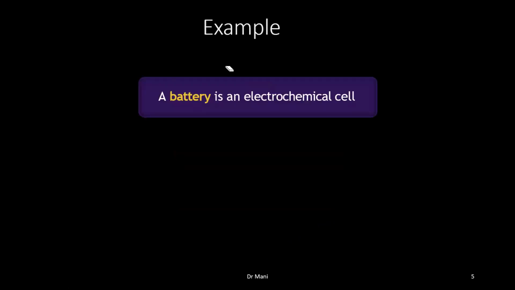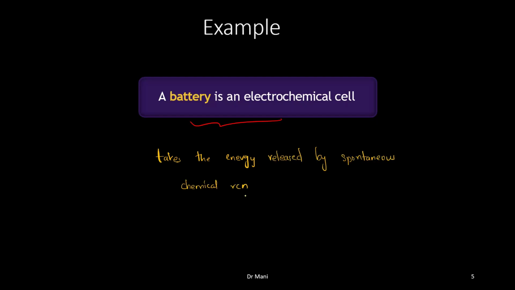Okay, first suppose you take a battery. A battery is an electrochemical cell. Remember, this battery takes the energy released by the spontaneous chemical reaction. So this will be helpful for producing electricity. In this battery, the spontaneous chemical reaction will happen. That means without you putting in any energy or investing anything, you will directly get the energy. So this produces electricity. Remember, we'll be seeing in detail how these things happen.